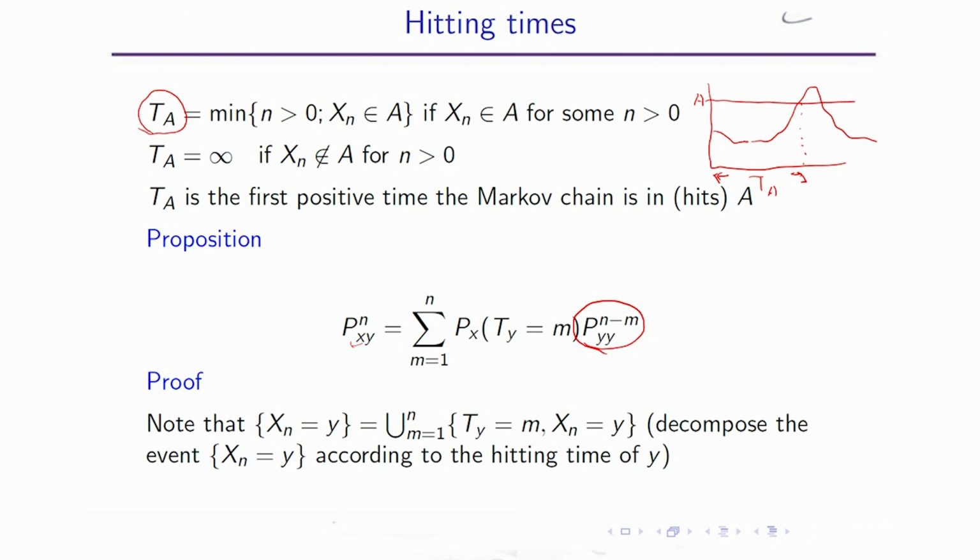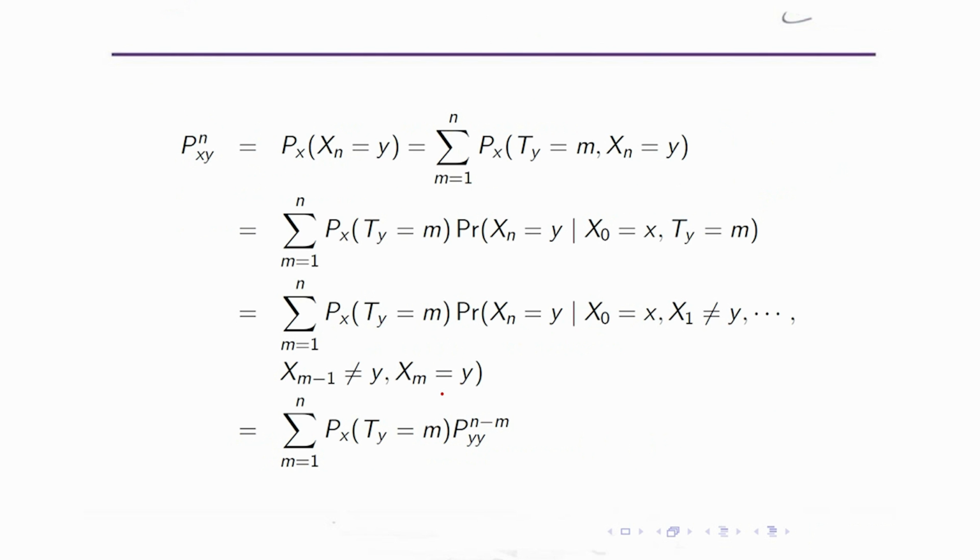Now, we mathematically prove why this is true. Note that the event X_n is equal to y can be decomposed as the first time that we hit y is equal to m, and X_n is equal to y, and we take the union over all possible m. Now, P_xy^n means starting from x, after n steps, the process is at state y. So we can decompose that by the first hitting time, that is T_y is equal to m, and we sum over all possible m here. And based on the conditional probability, we know this quantity P_x(T_y = m, X_n = y) can be written as this.